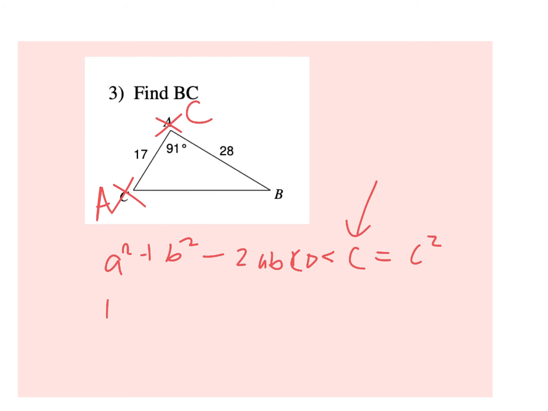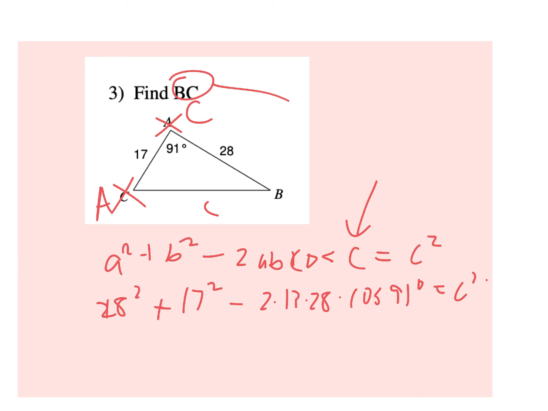Okay, so now A is really 28 squared plus B squared, which is 17 squared, minus 2 times 17 times 28 times cosine of 91 equals C squared. And you will be finding C because that's BC. BC is really this over here, which we can call C.